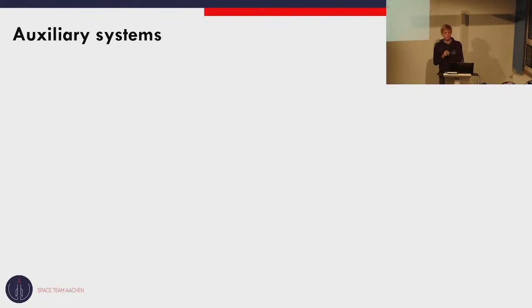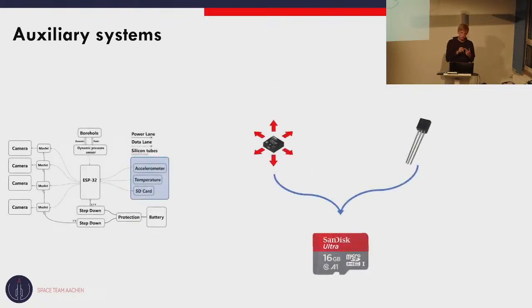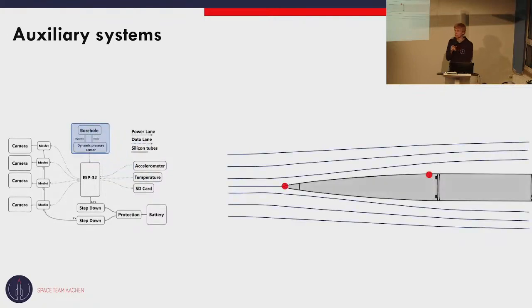For the sensors, we have an additional accelerometer and a temperature sensor in the tip of the nose cone. And we have a dynamic pressure sensor. The dynamic pressure sensor gives us the ability to judge the speed of the rocket while it's in the air, which is quite difficult. In the car, you have the reference point of the floor, but in the air, you can't really see how fast you are going. So we are using a pressure differential.